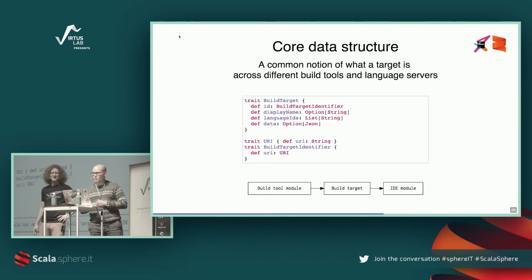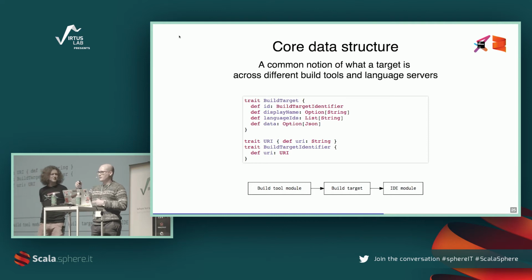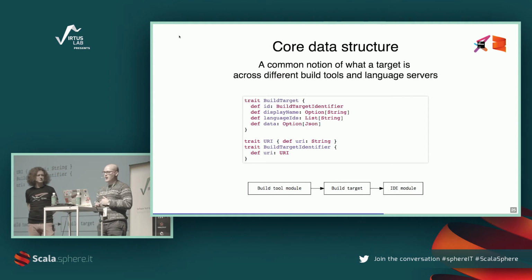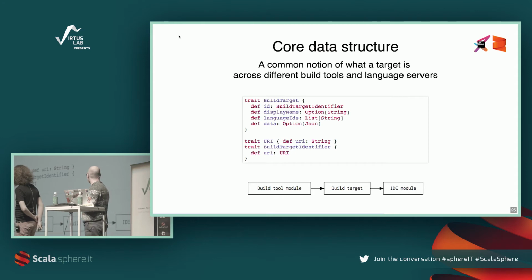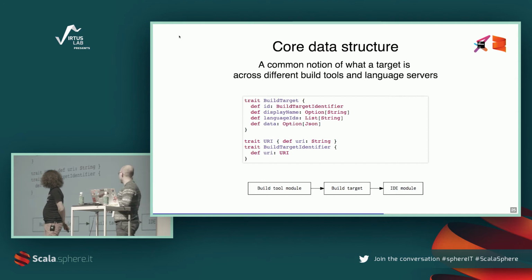So when we talk about BSP, one of the primary challenges is to come up with a common notion of what a target is across the build tools and the editors or language servers. This is a challenge because different build tools have different ways to represent modules or projects. Here we have a build tool module that, on the server side, we want to convert to a build target, which is this common notion we're going to talk about now. And we want that to be understood by the IDE or to be mapped to the IDE at some point.